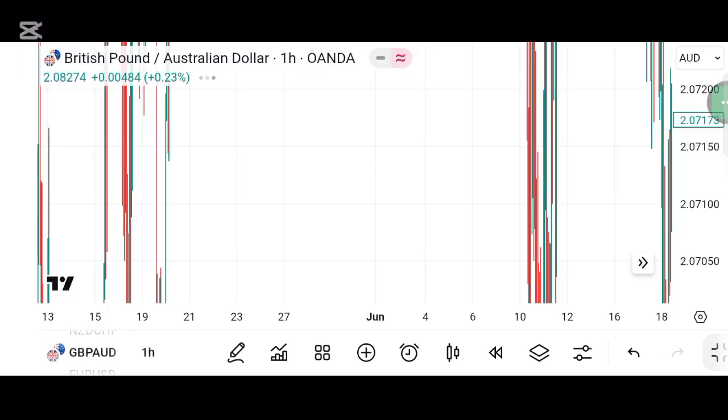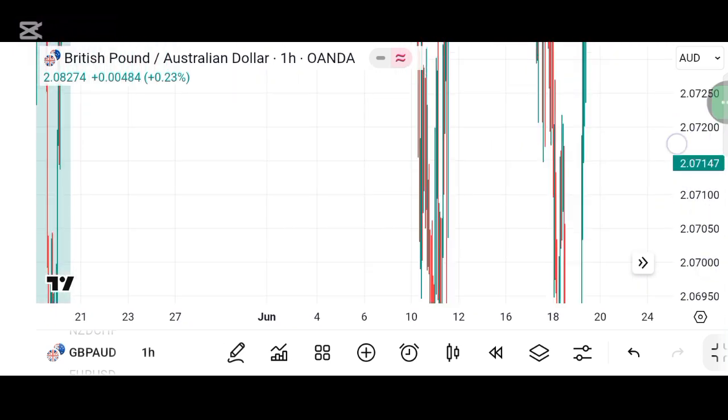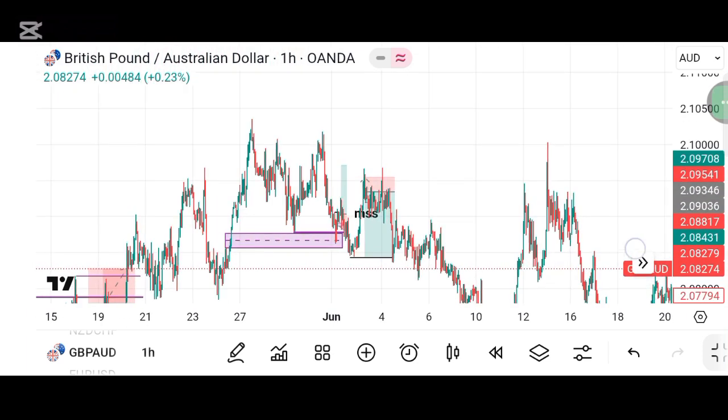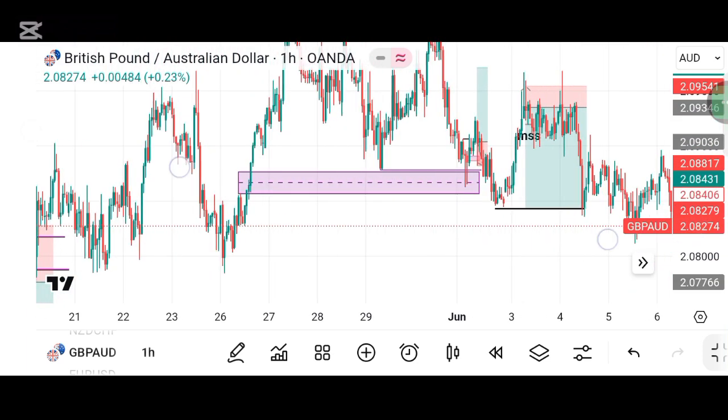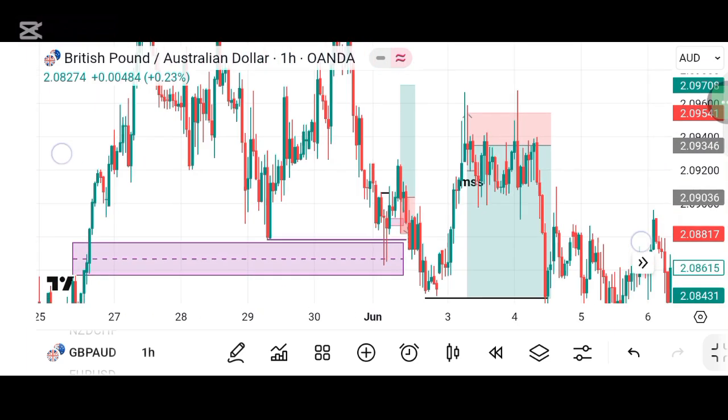Just in case you are not seeing a clear view of me taking out liquidity, just know that liquidities are in different forms. So you just need to actually know the kind of liquidity I'm also trading from. Now this is what I mean, that this whole strategy or this whole concept does not work all the time.